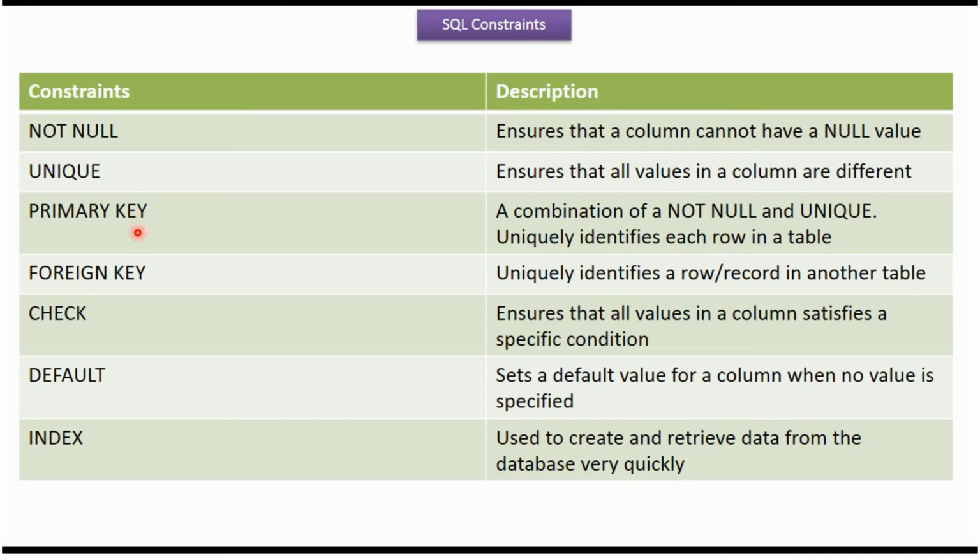in the table. The fourth one is foreign key, which uniquely identifies a row or record in another table. The fifth one is the check constraint, which ensures that all values in the column satisfy a specific condition. The sixth one is the default constraint, which sets a default value for a column when no value is specified. The seventh one is the index constraint, which is used to create and retrieve data from the database very quickly.